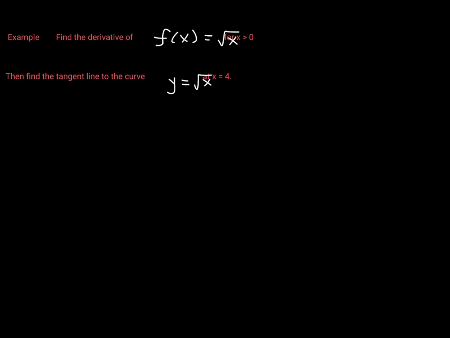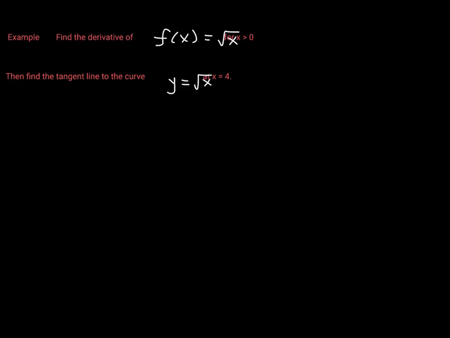All right, a brand new example. Find the derivative of this square root function. F of x is equal to the square root of x, of course, for positive values of x. After we find the derivative function, now remember the derivative is a function, we will use that derivative function to find the tangent line to the curve y equal to the square root of x at x equal to 4.